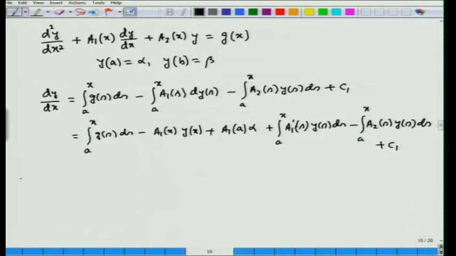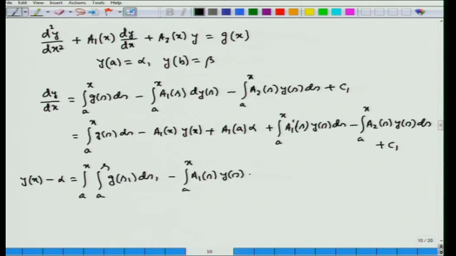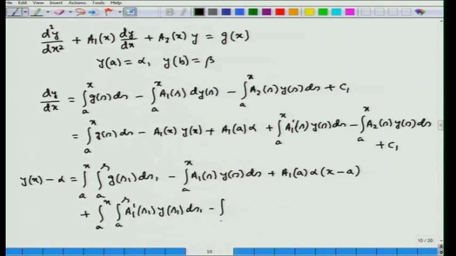If we integrate it again, then we will be having y x minus alpha equal to integral a to x, then integral a to s g of s1 ds1, minus integral a to x a1 s y s ds, plus a1 a alpha times x minus a, plus integral a to x, then integral a to s a1 dashed s1 y s1 ds1, minus integral a to x integral a to s a2 s1 y s1 ds1, plus c1 times x minus a.